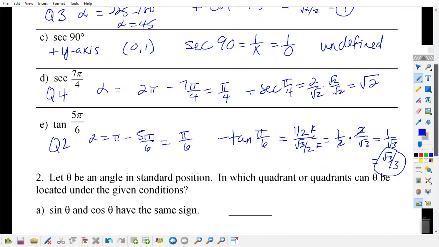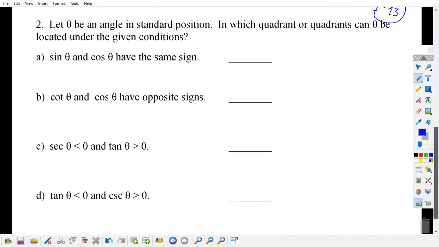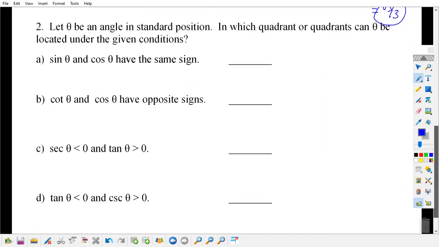All right. The last part is just making sure we have an understanding of where things are located based on their signs. First here it says, I want to know what quadrants will sine theta and cosine theta have the same sign? Meaning, when are they both positive and when are they both negative? Quadrant 1 and 3.